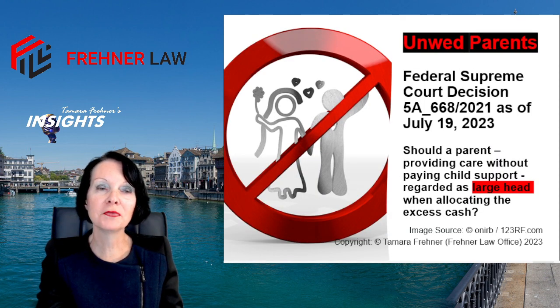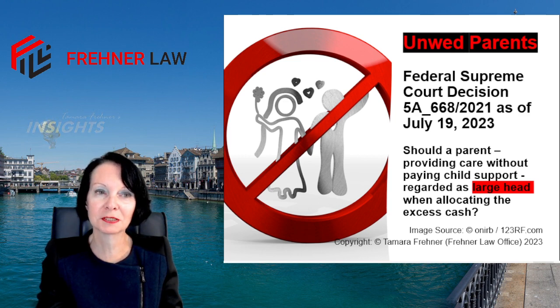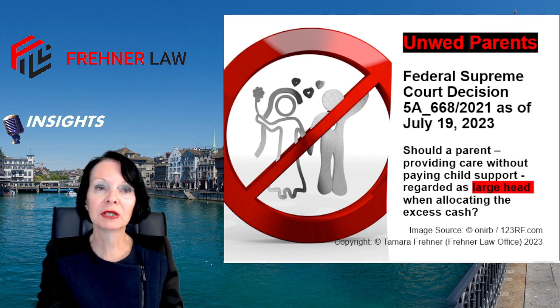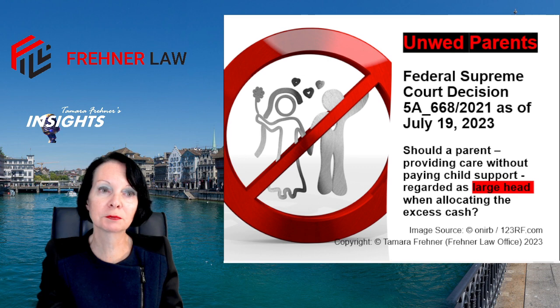In the case of unmarried parents, it is a debatable point whether the parent providing care without paying child support should be regarded as large head when distributing the surplus funds. The Federal Supreme Court has commented on this for the first time. The child is entitled to childcare maintenance, or maintenance for caretakership, in German Betreuungsunterhalt, regardless of the parents' civil status, as coupled or married, if he or she is personally cared for by one parent. This means that children born in wedlock and children born out of wedlock are generally treated equally in terms of care.